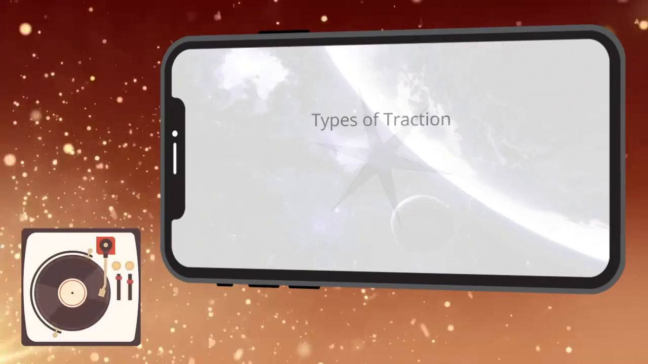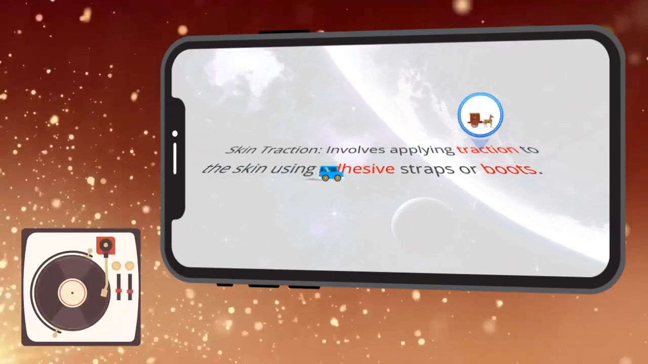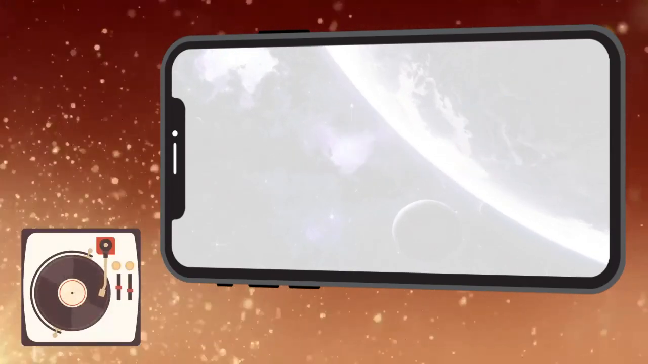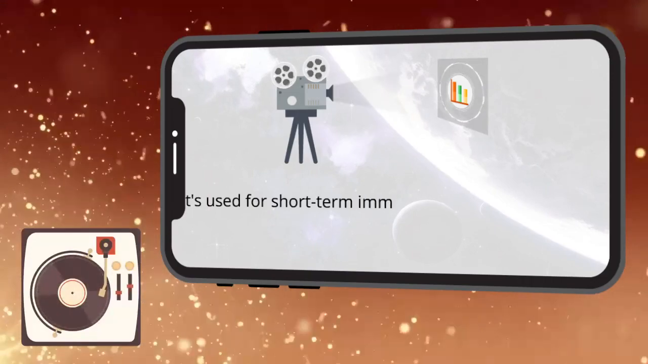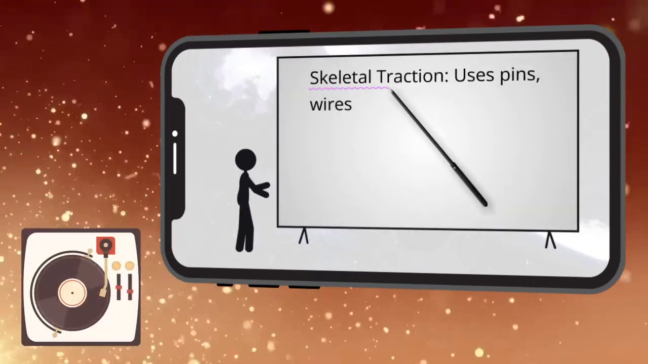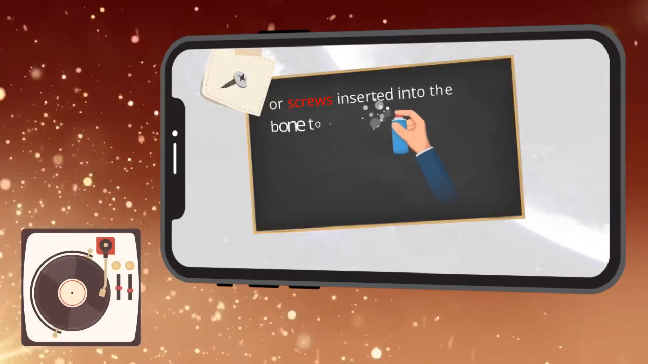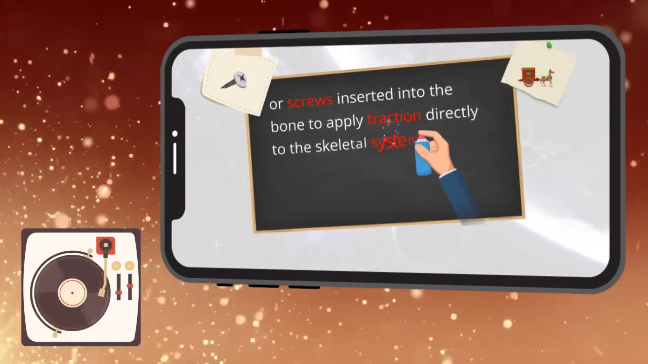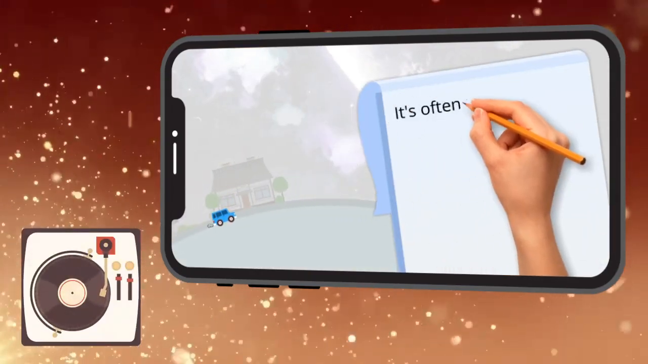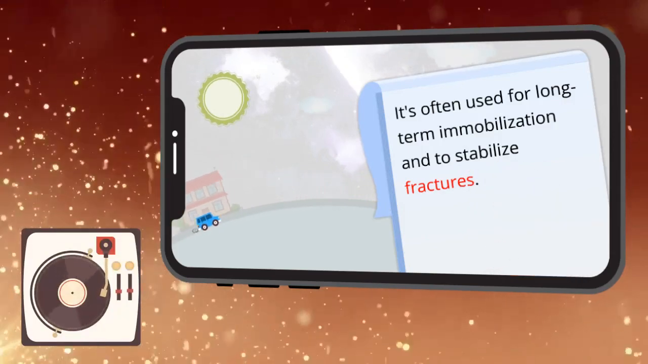Types of traction. Skin traction involves applying traction to the skin using adhesive straps or boots. It's used for short-term immobilization and to reduce muscle spasms. Skeletal traction uses pins, wires, or screws inserted into the bone to apply traction directly to the skeletal system. It's often used for long-term immobilization and to stabilize fractures.